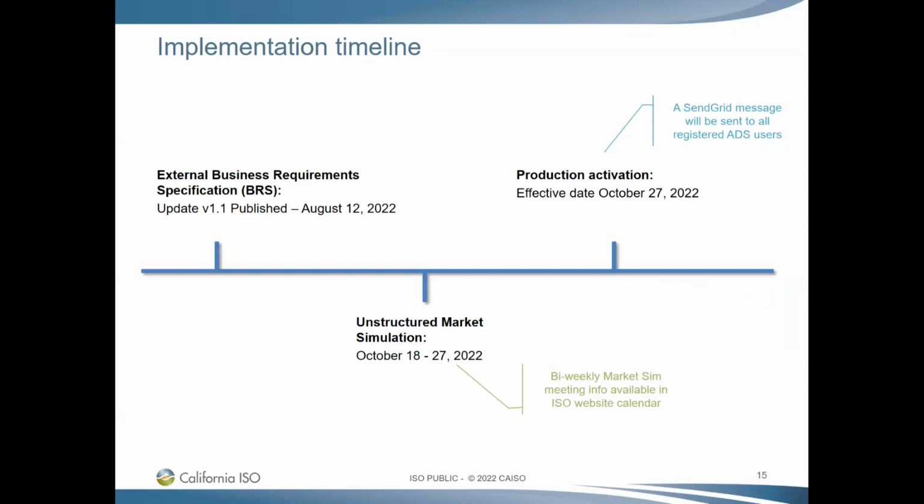A SendGrid message is going to be sent to all of the ADS registered users once this change is being made, and it will allow users to understand the timeline and when they should be able to go back in, for instance, to update by clearing their cache, and when they can go in and start using the override button to make changes to their template. So that is scheduled to go October 27th, and we will keep you posted as part of our customer readiness outreach to let users know what time it's officially available.